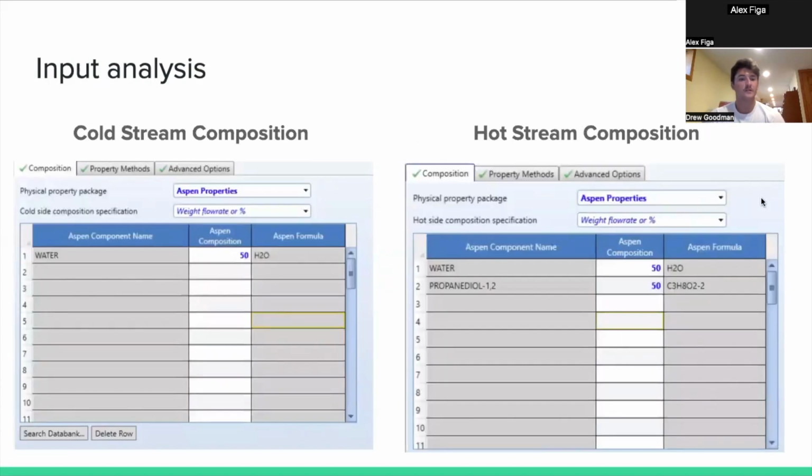This was our cold stream and our hot stream compositions for the heat exchanger. The cold stream composition was the drinking water, just regular drinking water that went in. And then the hot stream was the water and the propane diol, a 50-50 split between the drinking water and the propane diol. That's the hot stream, and that was after it cooled down the computers.